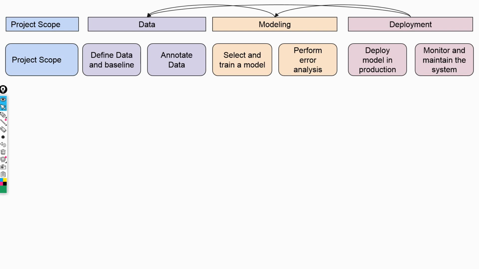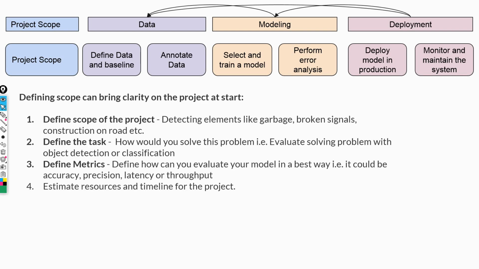We'll first understand what you need to make sure of when you are doing project scoping. Project scoping brings a lot of clarity to the project. First, you would define the scope of the project, for example, how many elements you need to detect. For example, you will detect garbage, broken signals, construction on the road, etc.